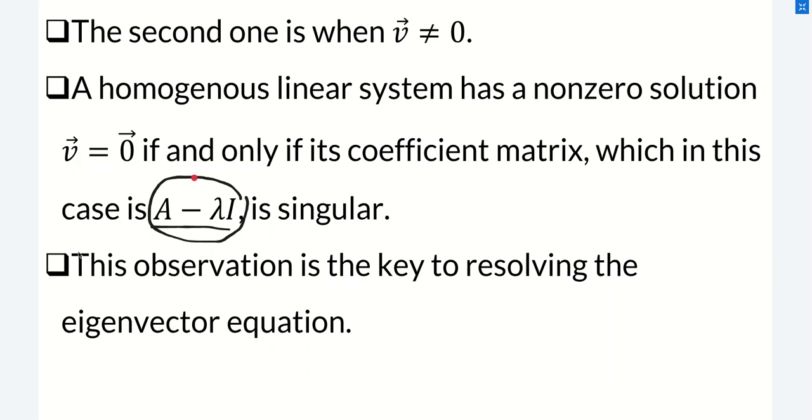Okay, we want this to go back to 0. That means when you find the determinant, it's supposed to be 0. Once the determinant is equal to 0, it will help us determine the v.